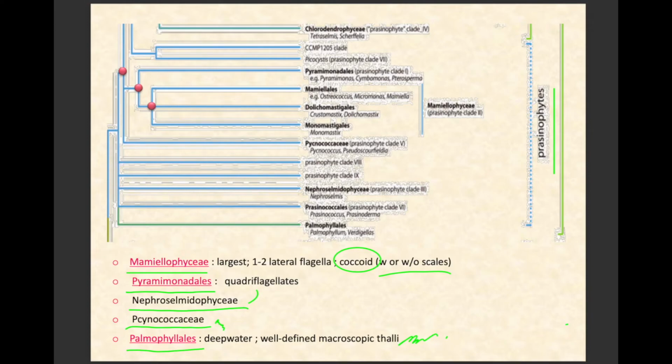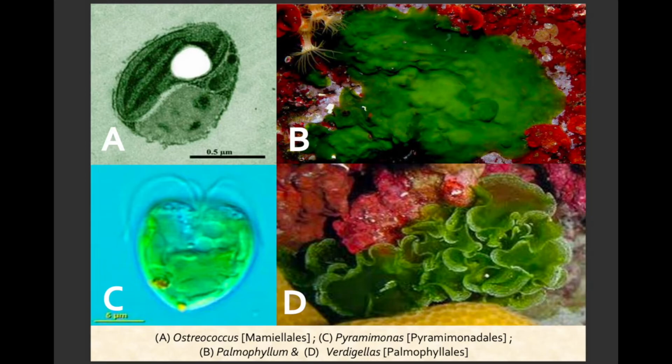So let's take a look at them right here. So this is your Ostreococcus, representative of Mamiellales. And this is the smallest eukaryote that I know of. Yeah, smallest eukaryote. Yan si Ostreococcus. And yung largest, di ba, kung maalala nyo naman, yung largest eukaryotic cell is si Acetabularia. Yung mga trivia ni sir. Mamaya makikita din natin si Acetabularia.